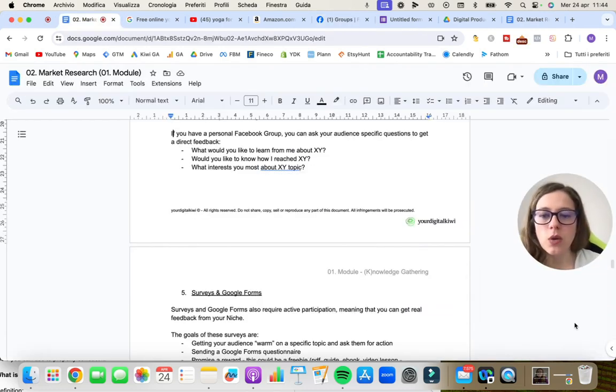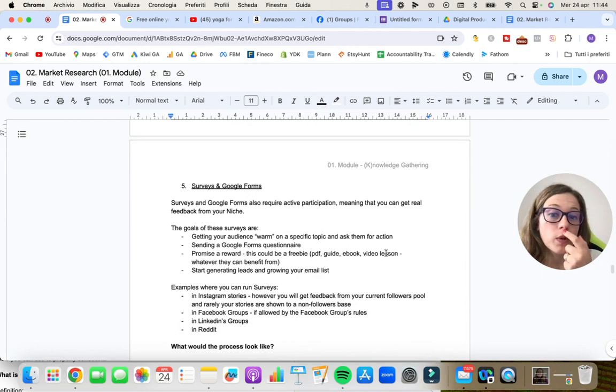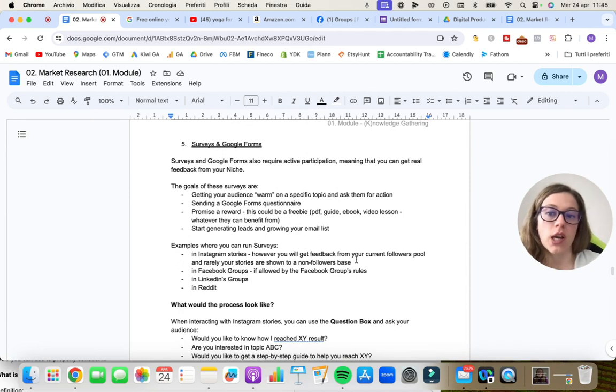Okay, so now we check how to do surveys and how to use Google Forms. Surveys and Google Forms also require active participation, meaning that you can get real feedback from your niche. The goals of these surveys are getting your audience warm on a specific topic and asking them for action, sending a Google Forms questionnaire, and promising a reward. This could be a freebie, PDF, guide, ebook, video lesson, whatever they can benefit from. Start generating leads and growing your email list.